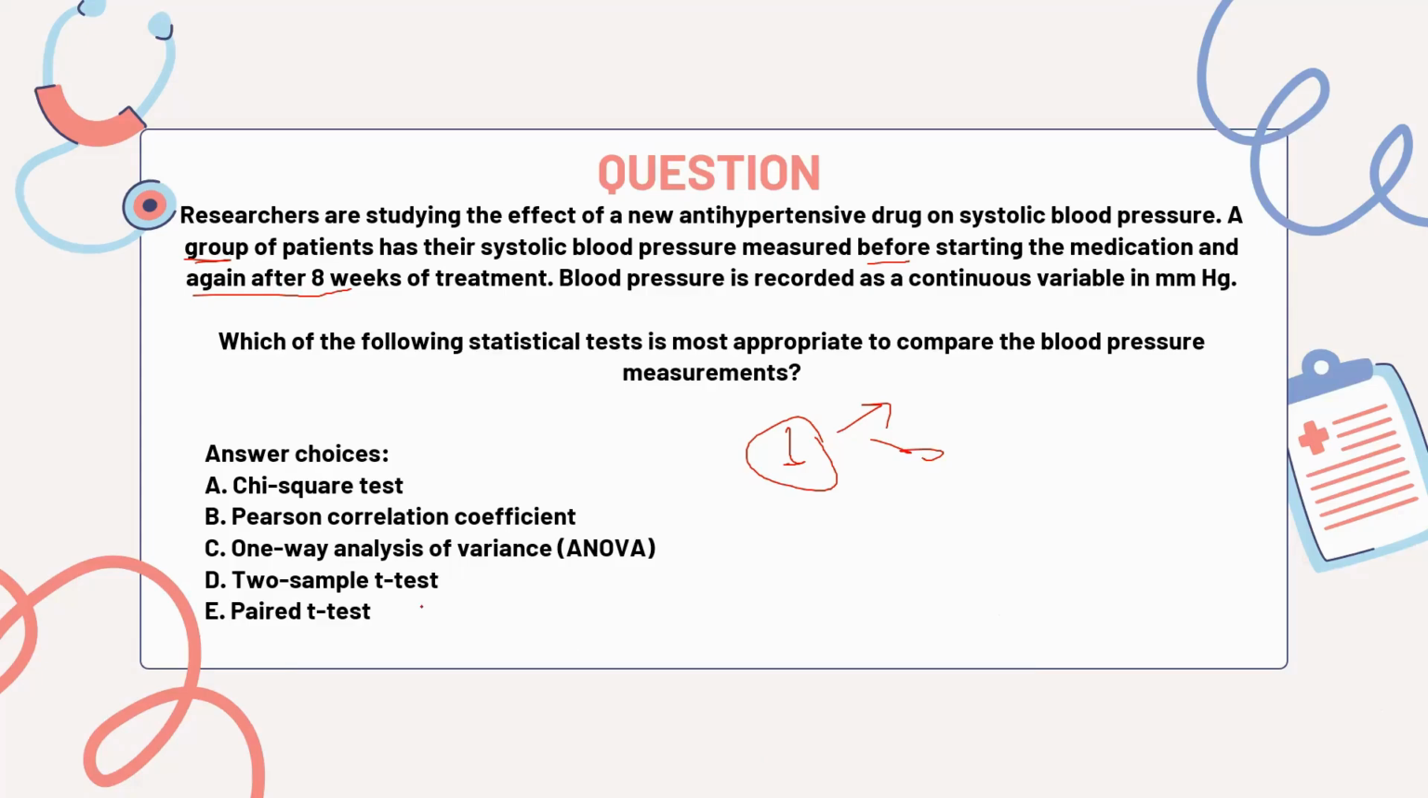And this type of t-test will be a paired t-test, because a two-sample t-test is concerned with two independent groups measured separately, but comparing the same thing. Here in this case, we have the blood pressure for one group measured before and after. So the correct answer will be paired t-test.